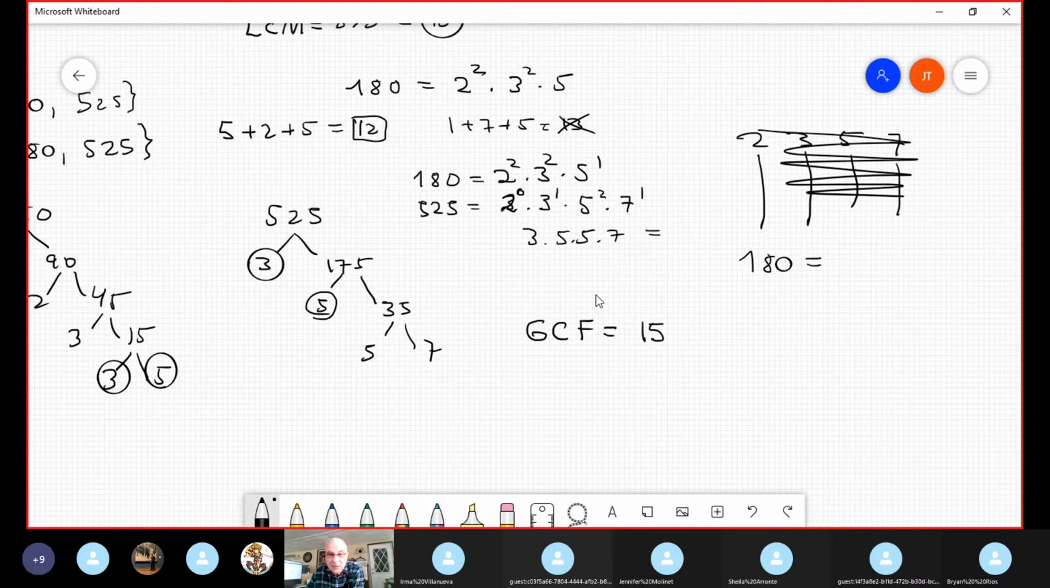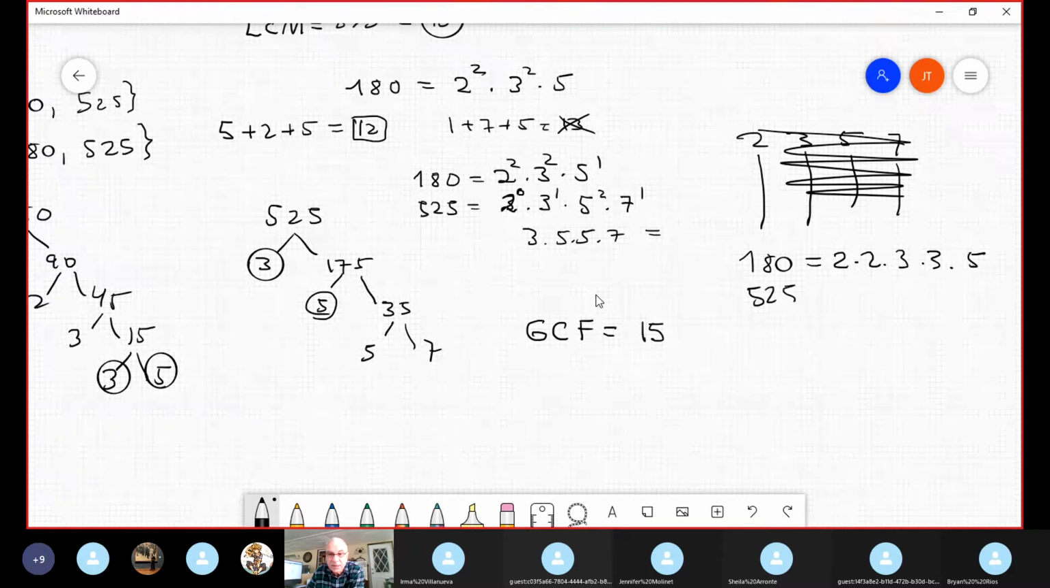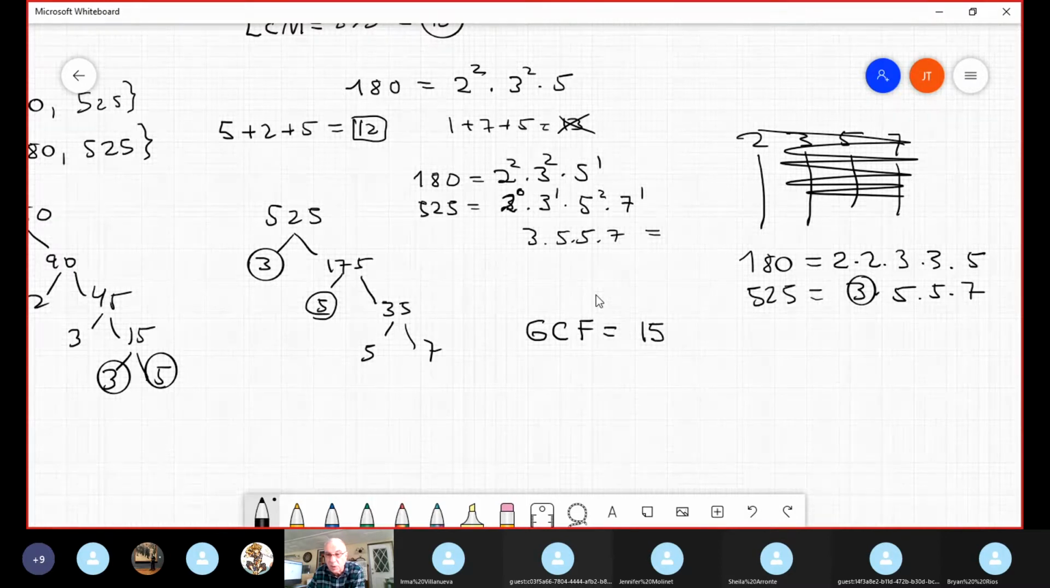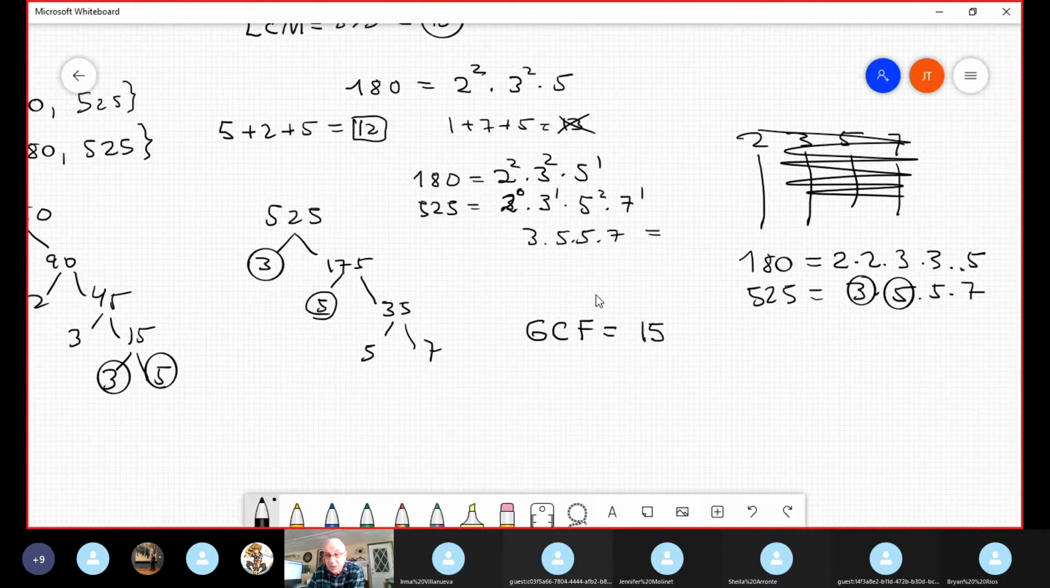180 is 2 times 2 times 3 times 3 times 5. 525 is 3 times 5 times 5 times 7. Now, no more delay. What is the greatest common factor? 3 is repeated, but you take the smaller. In 180 we have two 3s, and in 525 one 3. You take only one. And 5, you take one, either one. Then your multiplication, 3 times 5, 15. 15 is the greatest common factor.